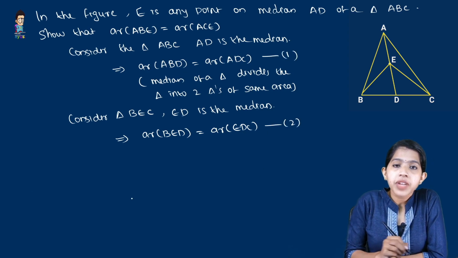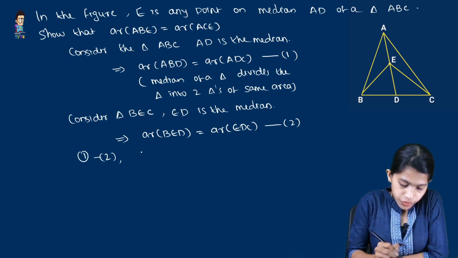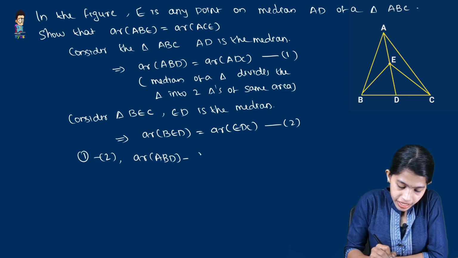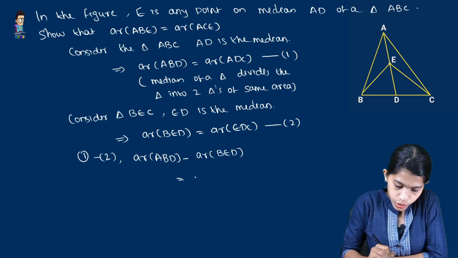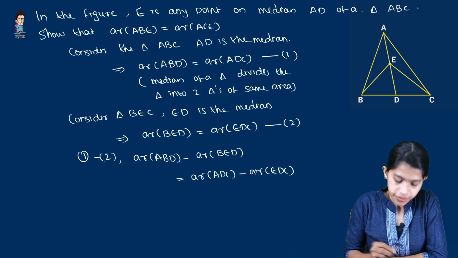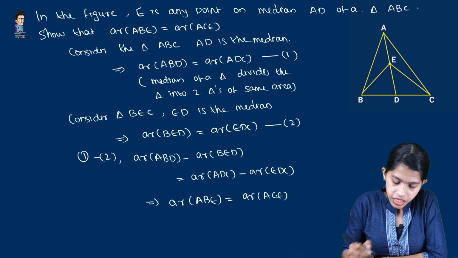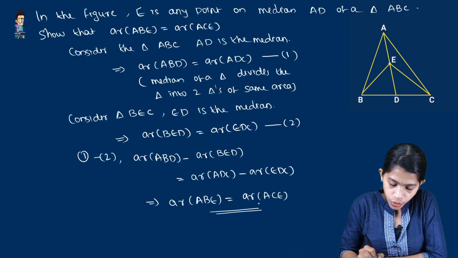Now, subtracting 2 from 1, we will get area of ABD minus area of BED is equal to area of ADC minus area of EDC. This implies that area of ABE is equal to area of ACE. This is the required answer.